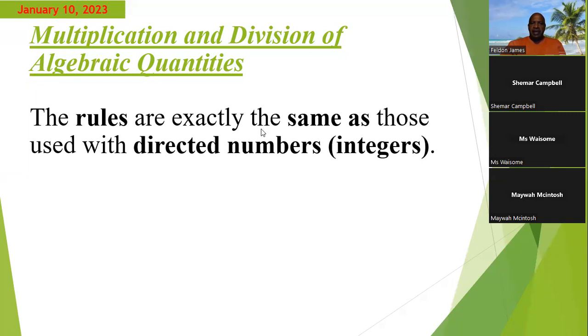So the rules are exactly the same as those that were used in directed numbers, or what we refer to as integers. Now, what do we mean by the rules are the same? Can anybody give me an idea what I mean when we say that the rules are the same as used in directed numbers or integers?